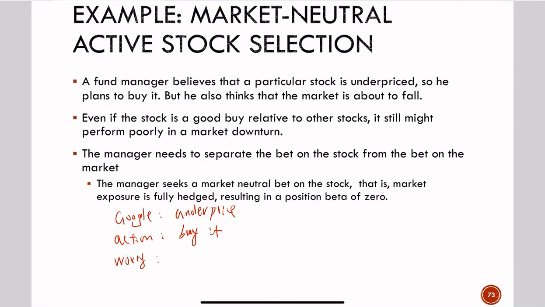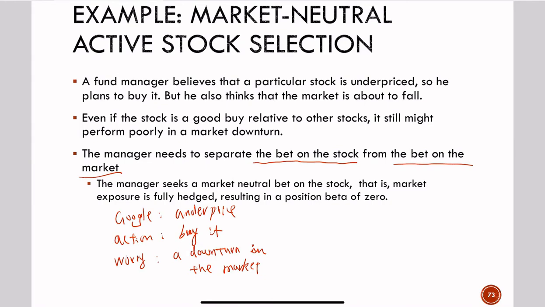You would worry that a downturn in the market, you're worried because even if Google is underpriced, if there is a big market downturn, still you will lose money, right? So here you want to hedge against this possible market downturn. To say this in a fancier way, you want to separate your bet on Google from your bet on the market.